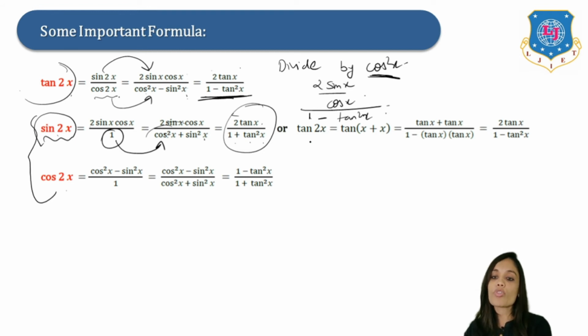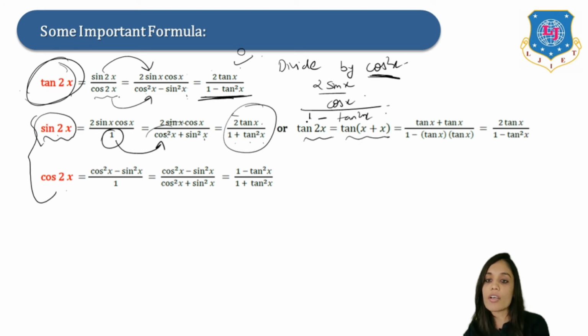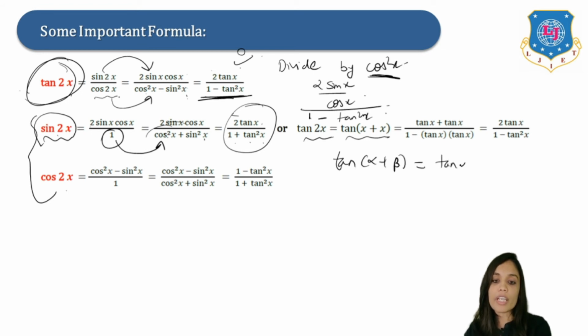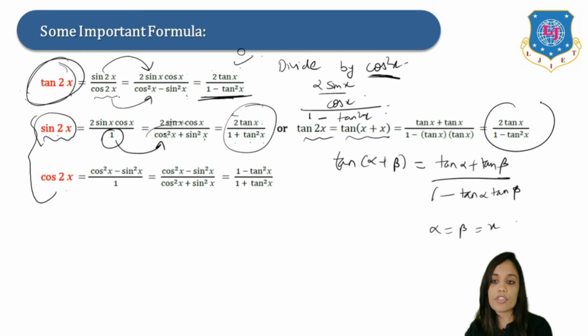Okay, or you can prove the tan 2x formula using the formula of tan alpha plus beta. You can use this technique or this. We know the formula of tan alpha plus beta. It is what? Tan alpha plus tan beta upon 1 minus tan alpha tan beta. In here, you have to put your alpha and beta as x. So you will get this formula, that is 2 tan x upon 1 minus tan square x. So you can use this technique or this technique to prove the formula of tan 2x, right?